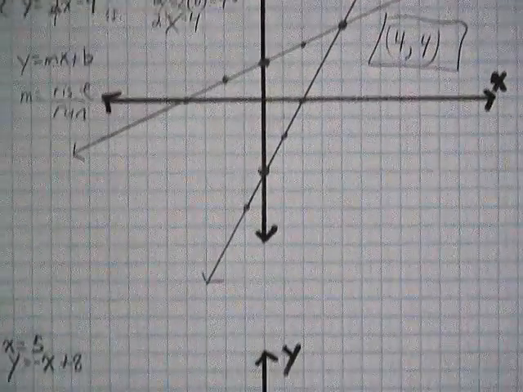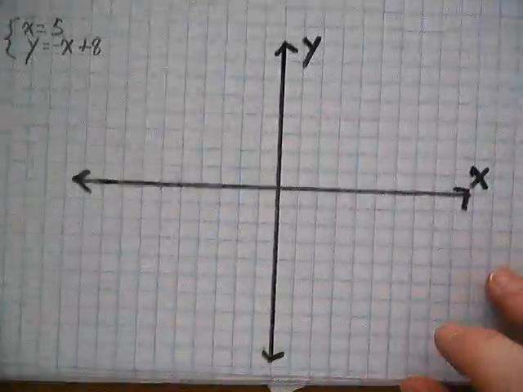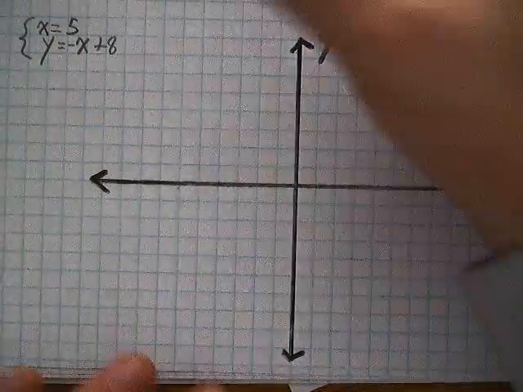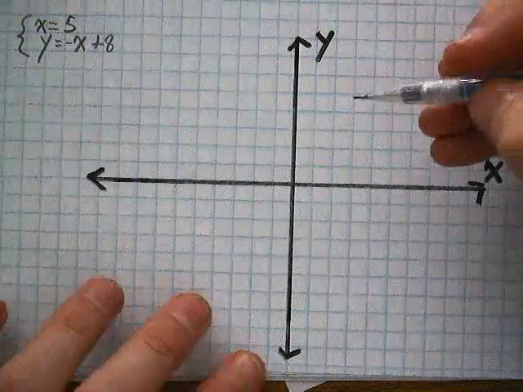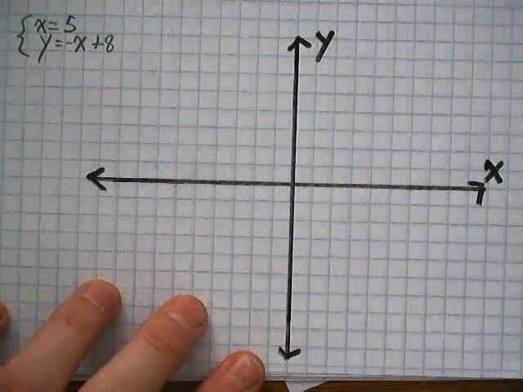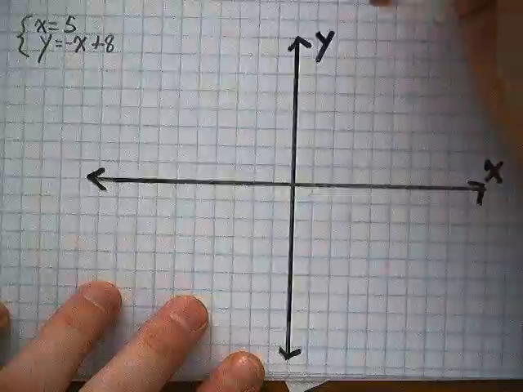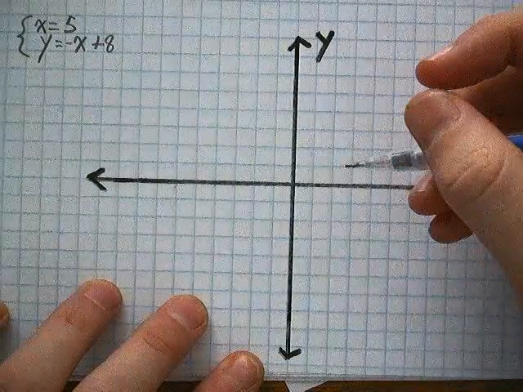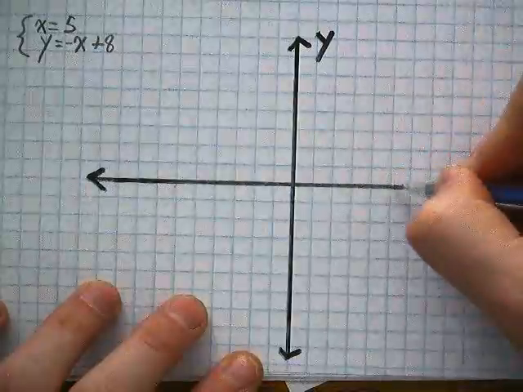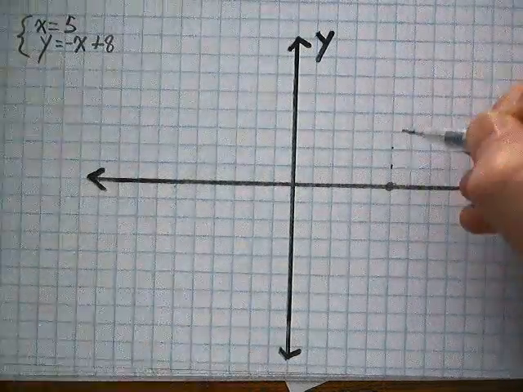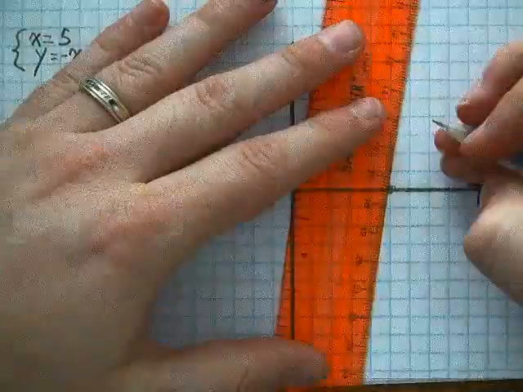Let's go ahead and do another example just to give you some practice. Let's look at the first line, x equals 5. Now, if you remember, x equals 5 was our special case. That's not technically slope-intercept. That is a vertical line. It has an undefined slope. We go out to x equals 5, 1, 2, 3, 4, 5, and that's going to be a vertical line going through x equals 5.